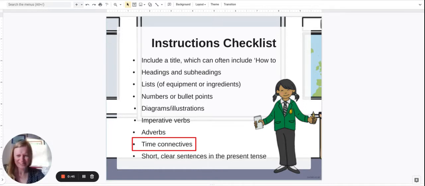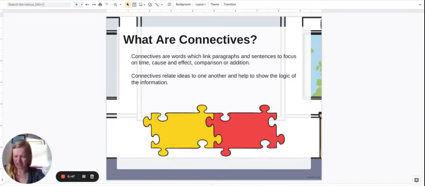Well, did you remember? I hope you did. Time connectives tell us when something is going to happen. Connectives in general link paragraphs and sentences to focus our attention to time or other things. They relate ideas to one another and help show the logic of the information. So when it comes to writing instructions, they help the reader to do things in the correct order and to follow the instructions step by step so that they can be as accurate as possible and get the best results.